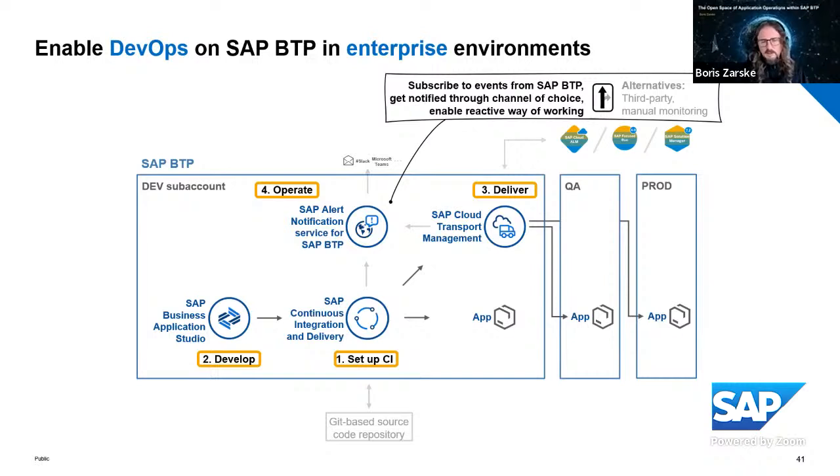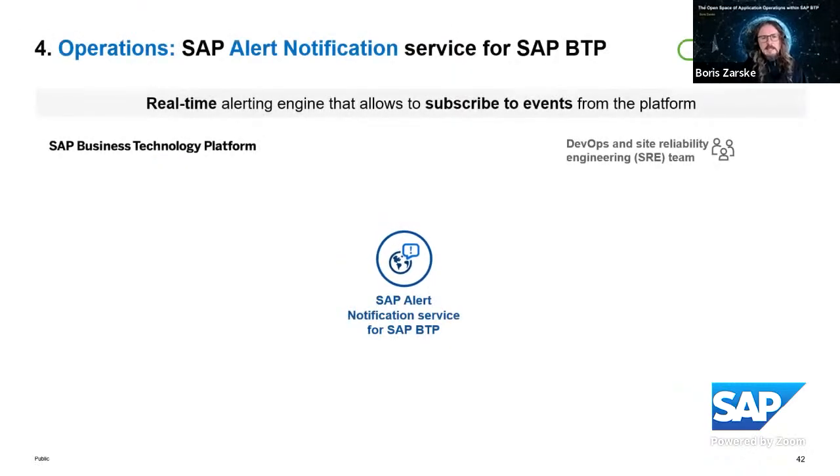We have seen in Continuous Integration and Delivery service, we just had to switch on the alerting and then you can consume those here. Same is true also for Cloud Transport Management service and for other services running on SAP Business Technology Platform. So how does that look like?